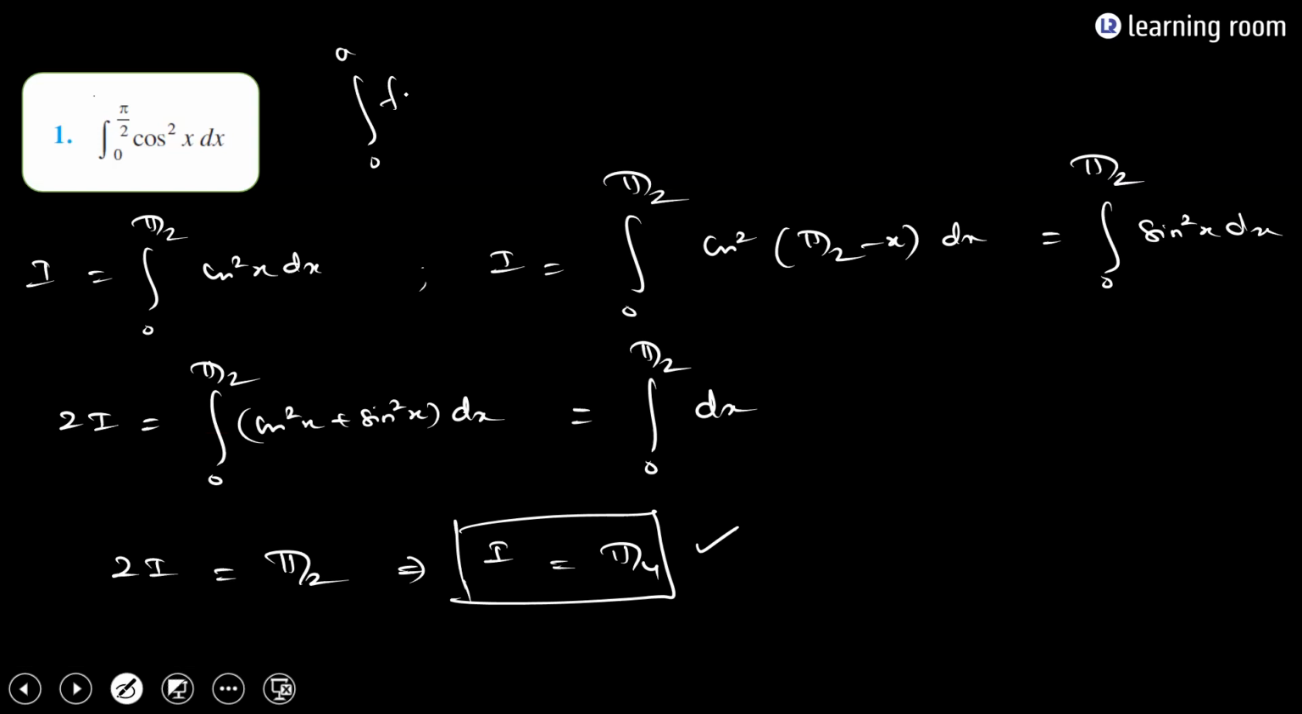Integral of 0 to a f of x dx is the same as integral of 0 to a f of a minus x dx. It means wherever I have x, I can replace it with a minus x. That is why I wrote it as pi by 2 minus x. This is property B4. What is the page number in the textbook?